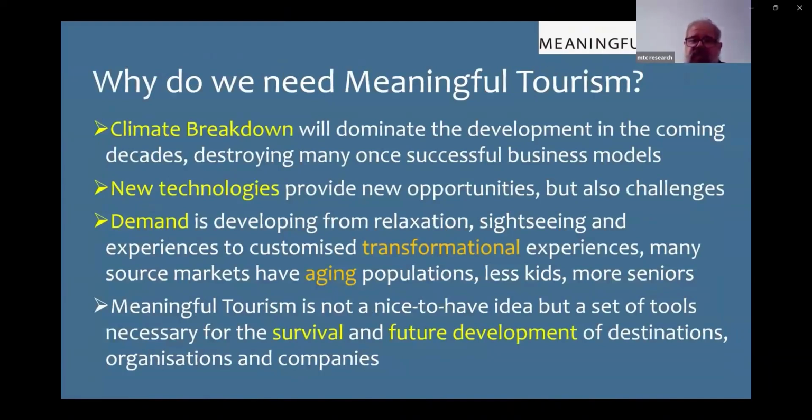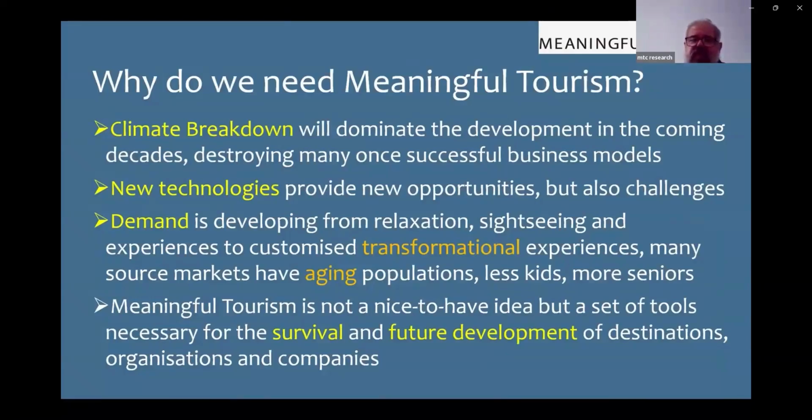Why do we need meaningful tourism? Because we are living in times of change, as we can see every day in the news. We have the climate breakdown, which will be with us in the coming decades, whatever happens from tomorrow morning. We see AI creating a revolution, which is probably bigger than what we have seen with the advent of the internet. And we also see that demand is changing.